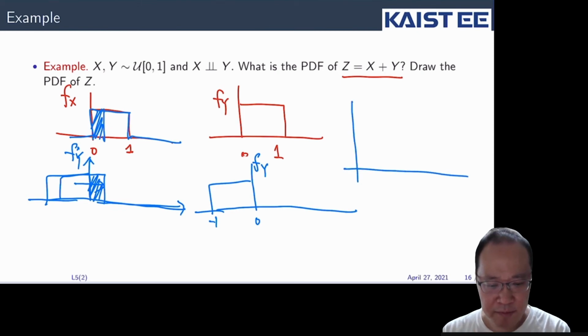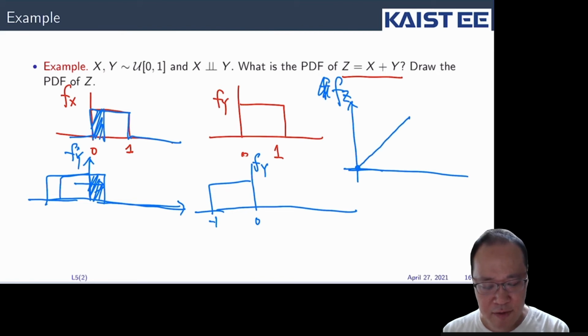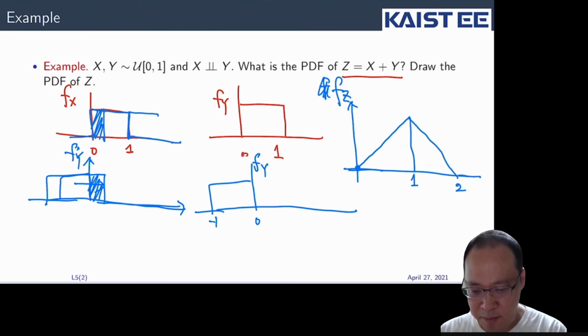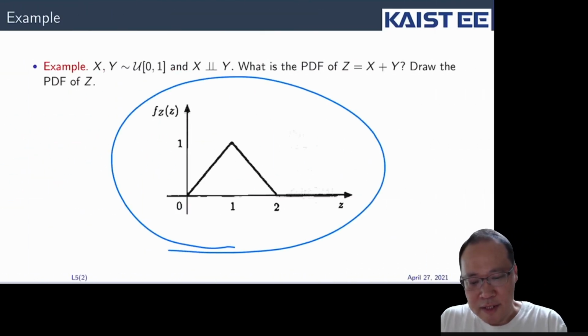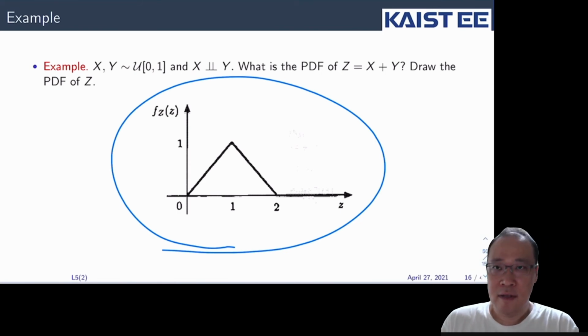Okay, so here the convolution, z, f of z, starts from 0 and we can increase, and at the value 1 we get the maximum, and then it goes down to 0 in this pattern. Okay, so that's why we get this convolution result.